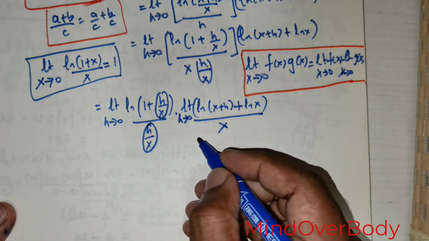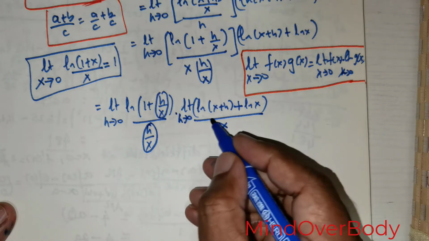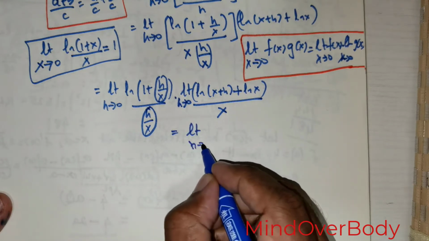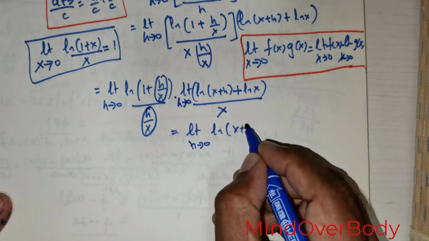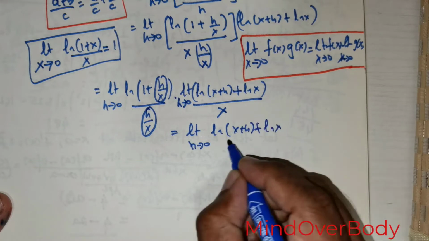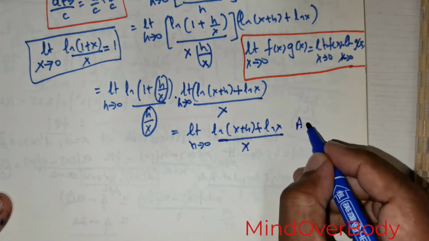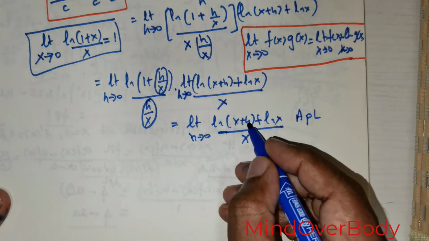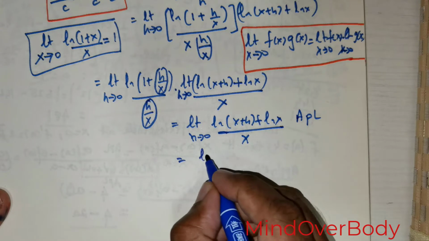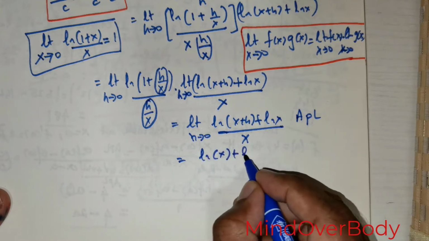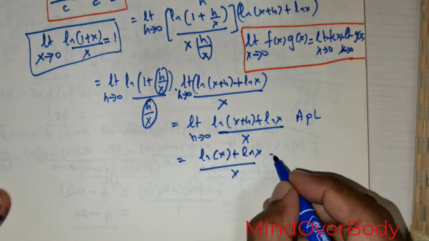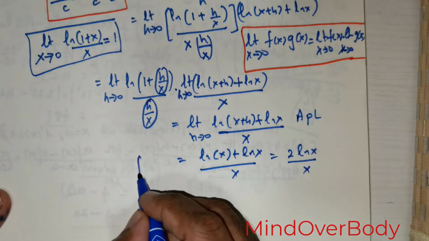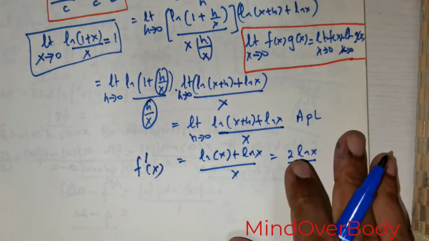And if I were to apply the limits, let me rewrite that. This is equal to limit h tending to 0 of ln(x + h) + ln(x) divided by x. Now I apply the limits. When I apply the limits, h is going to be 0, and you get ln x + ln x divided by x, which is 2 times ln x over x. What is this? This is nothing but my f'(x).